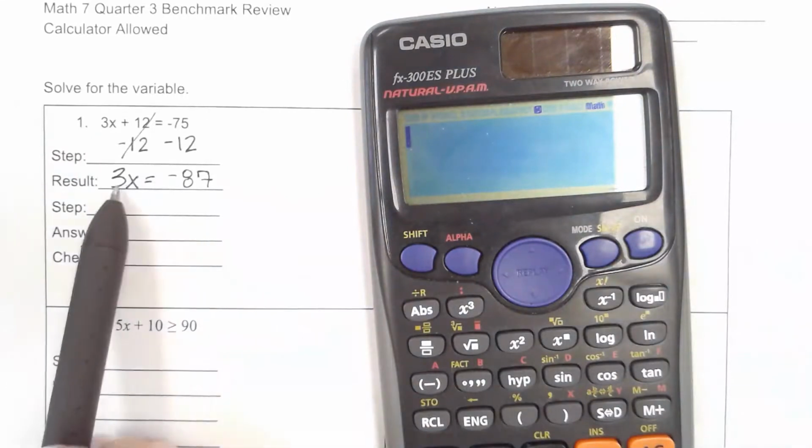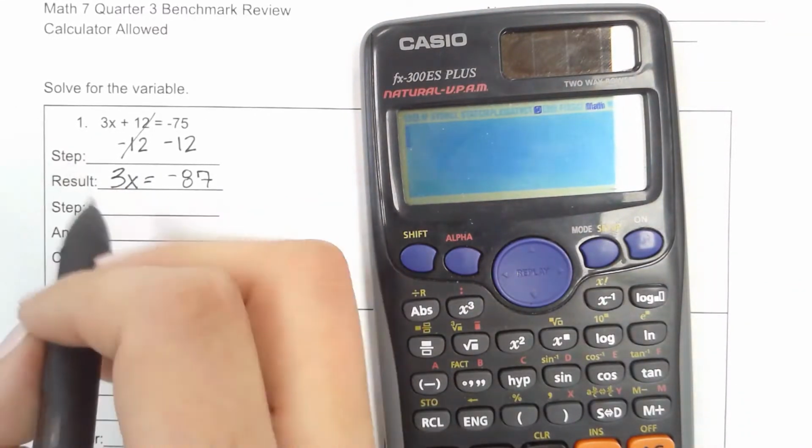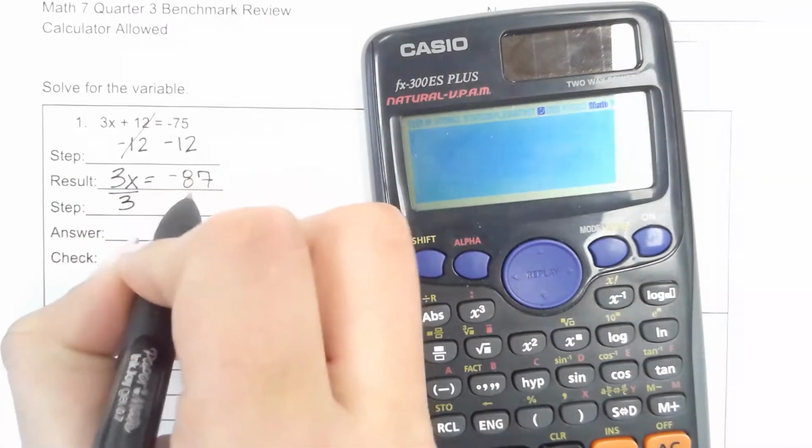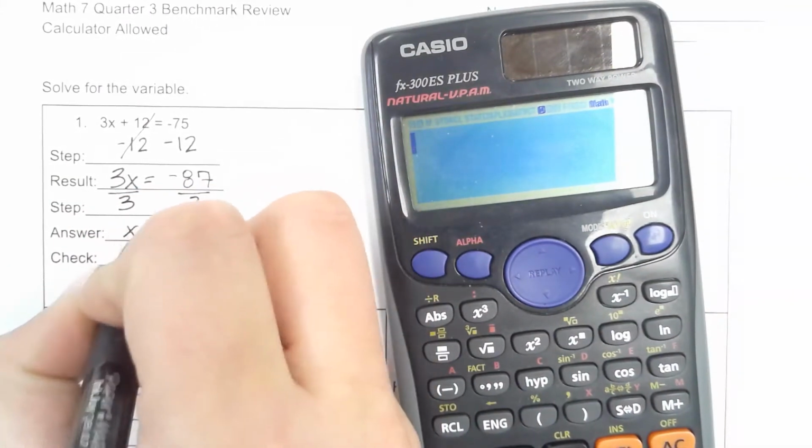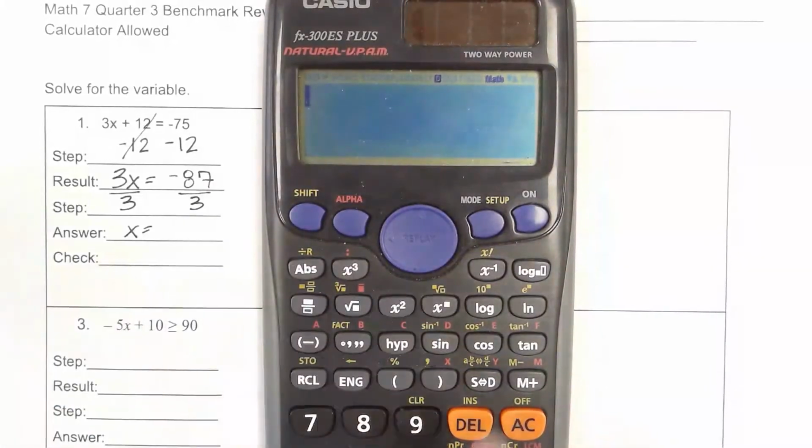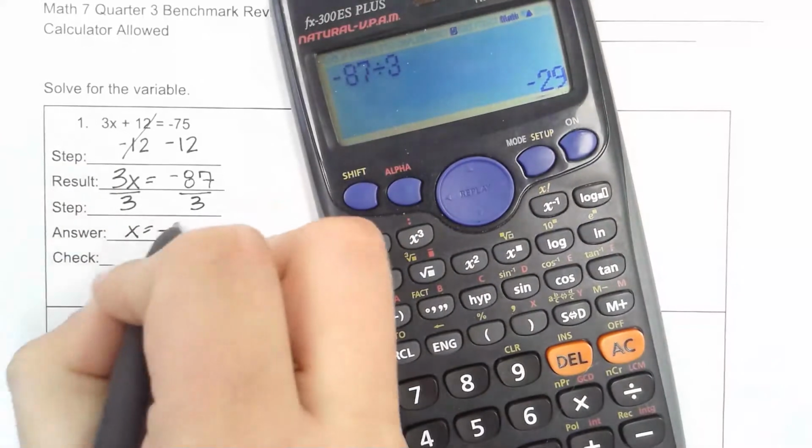All right, so we still need to get x by itself by removing the 3. So since the 3 and the x are currently multiplying, the opposite of multiplying is dividing. So negative 87 divided by 3 gives us an answer of negative 29.